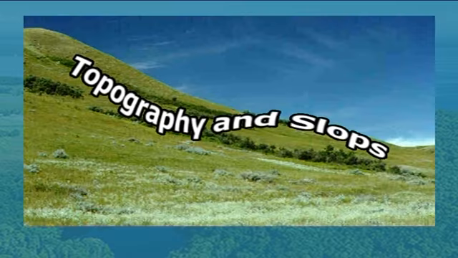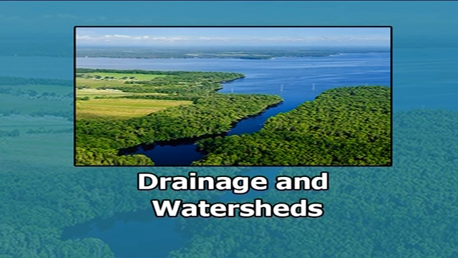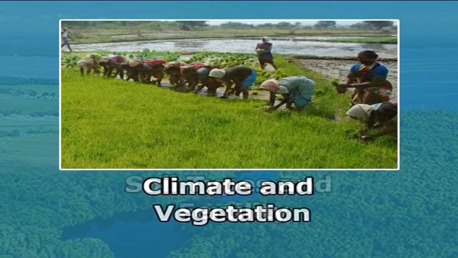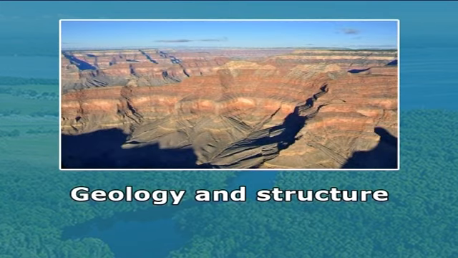Firstly, the topography including slope, drainage and watersheds, soil types and fertility, climate and vegetation, geology and structure. All these components play a vital role in the geographic analysis. A slope is the rise or fall of the land surface. It is important for several reasons. For a farmer to irrigate a land, understanding of the slope of land is needed. For any construction project, slope is to be considered.